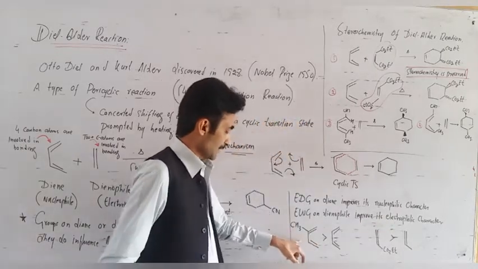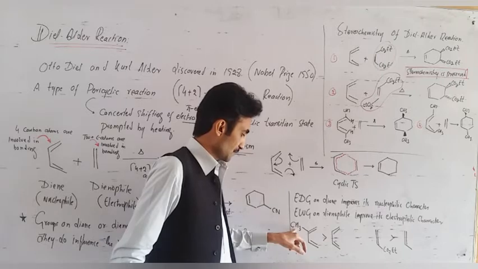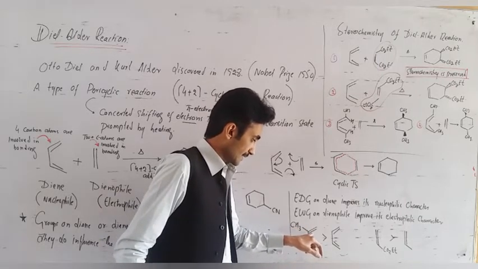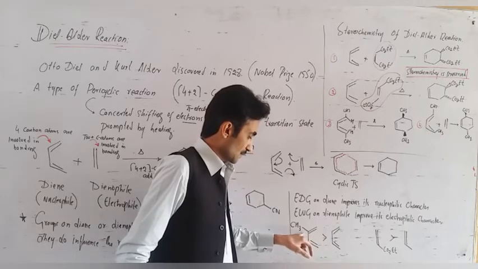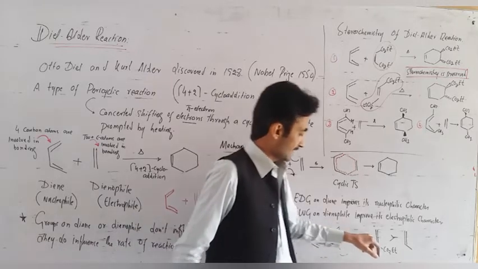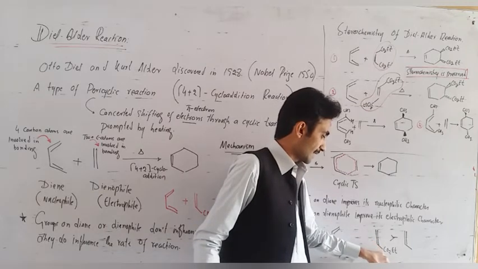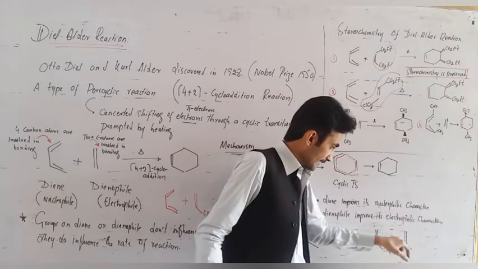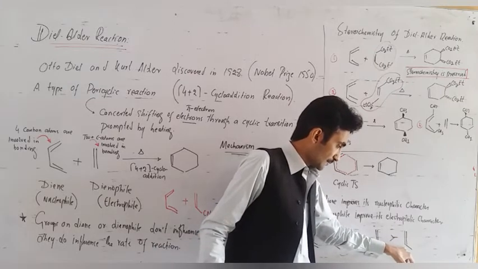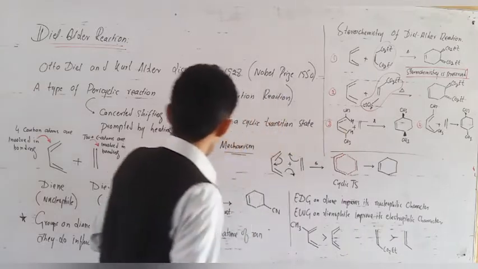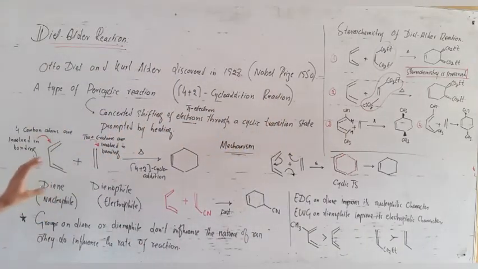I have shown two examples. An electron releasing group such as methyl, which enhances the electron density of the system through hyperconjugation, is more reactive as compared to a simple diene. Similarly, here a dienophile has an electron withdrawing group, which is more reactive than a group which increases the electron density of the system. So basically, this is a simple demonstration of the Diels-Alder reaction.